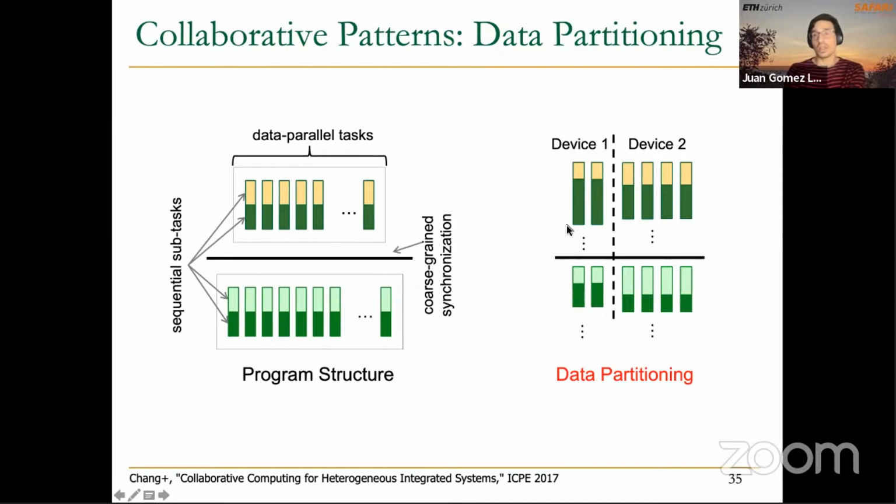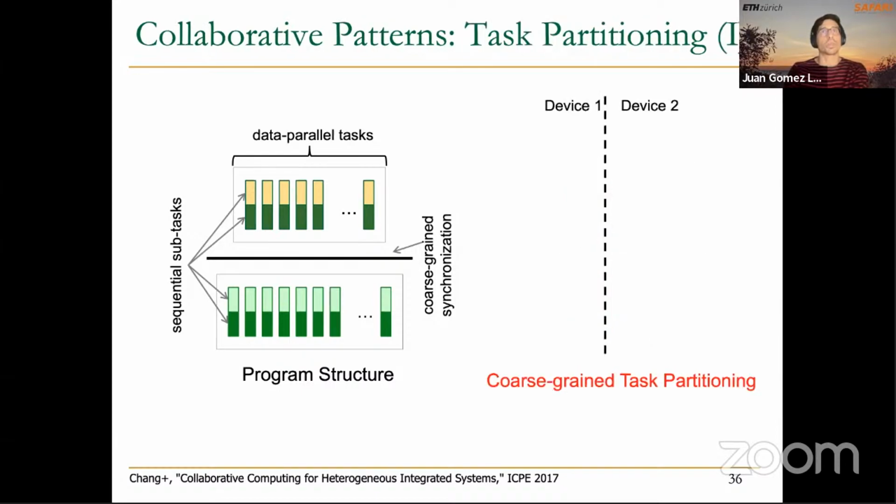The number of tasks that we want to assign to each of the devices will depend on the characteristics of the device, how powerful each device is for the specific task. So this is the data partitioning pattern. But we can also do task partitioning. Why is that? Because we have different tasks and we have different subtasks as well.